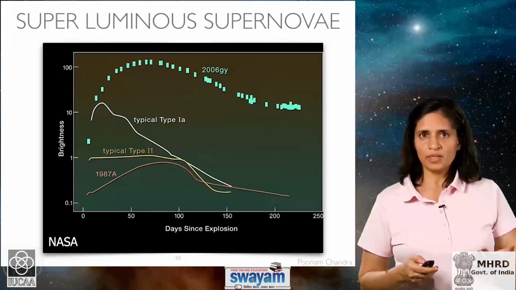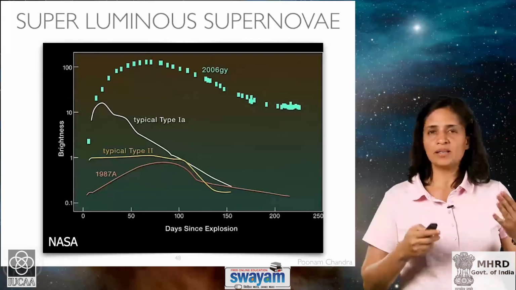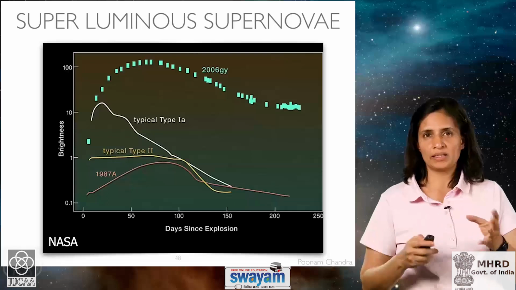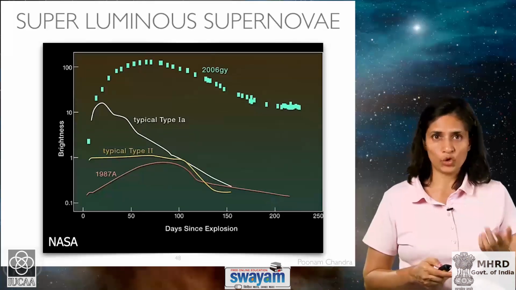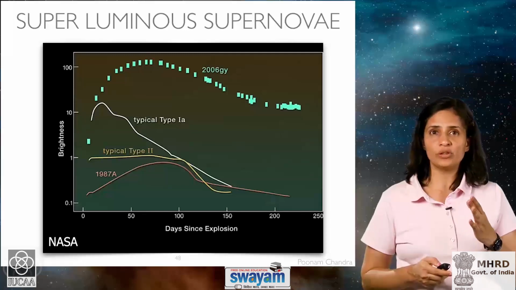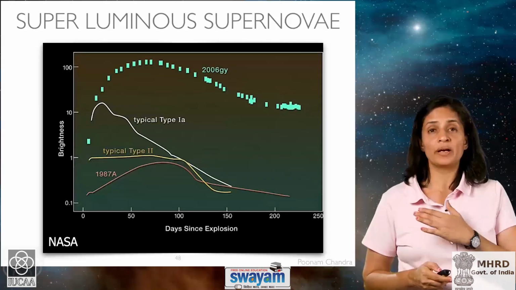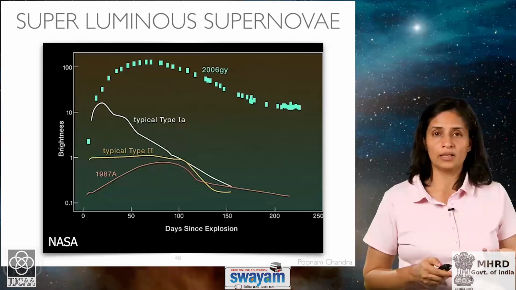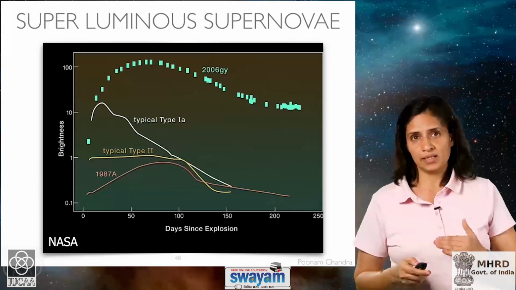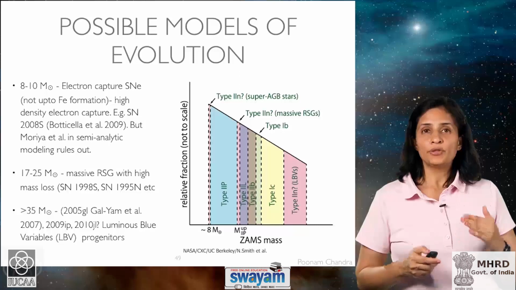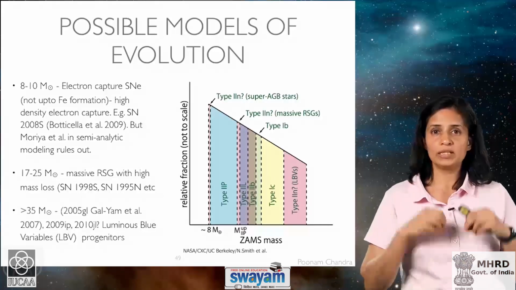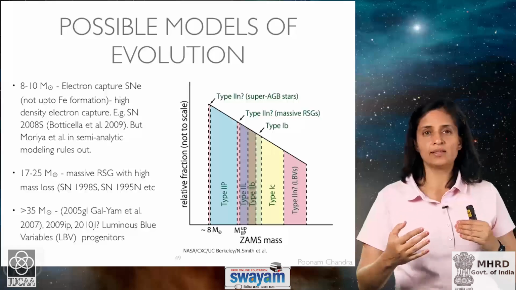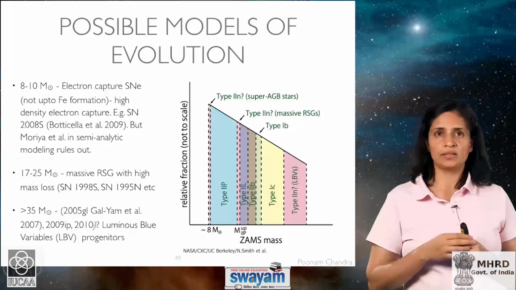I told you some time back that stars are losing mass, and we are seeing it in the radio band and X-ray band. But if the mass loss rate is extremely high, not 10 to the power minus 5 solar masses per year, but say 10 to the power minus 2 solar mass per year, then you can create such conditions. The problem is that stellar evolution models, which we understand, do not predict such high mass loss from the star.